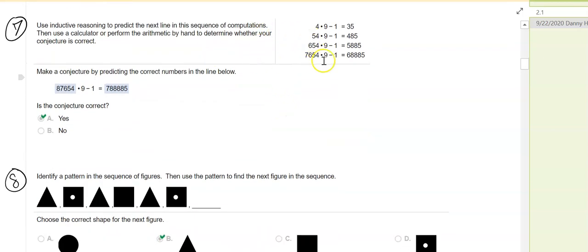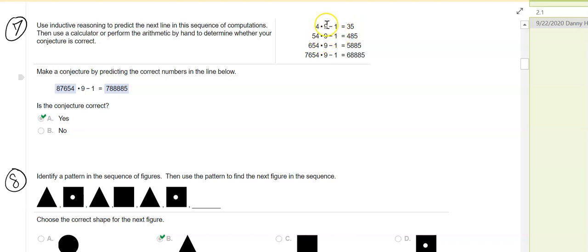Number 7, we're given this and we're trying to predict what's happening. So we're trying to prove, is this conjecture true or not? And so we look at this first statement here. We have 4 times 9 minus 1 is 35. And then we have 54 times 9.